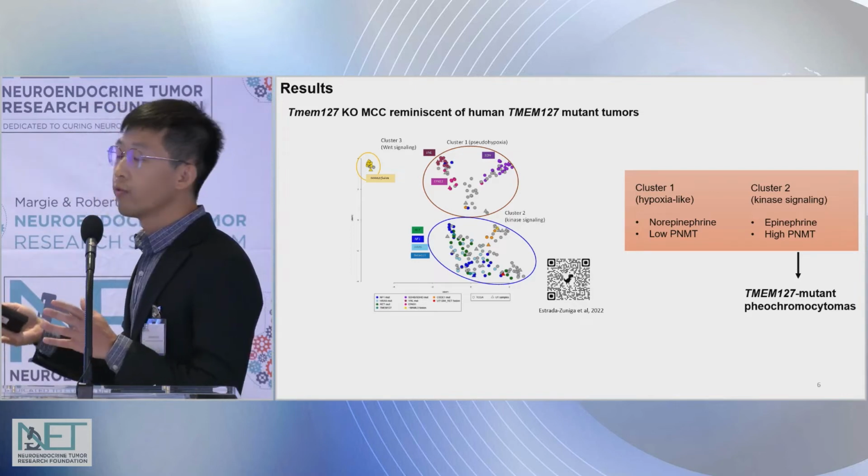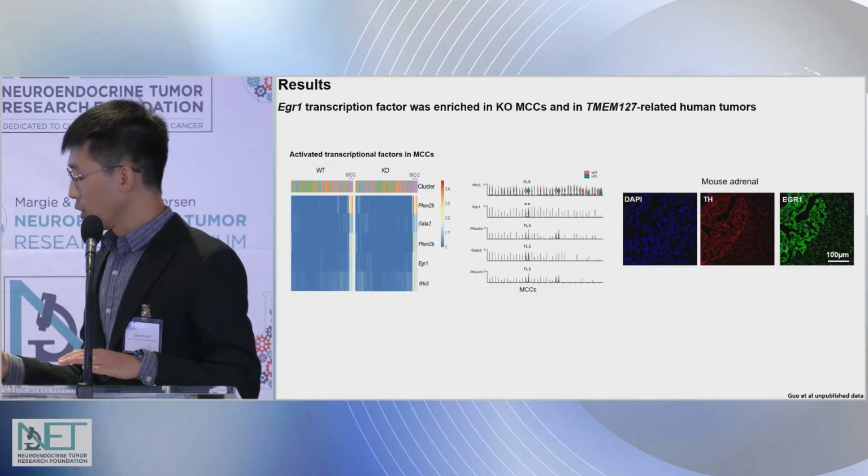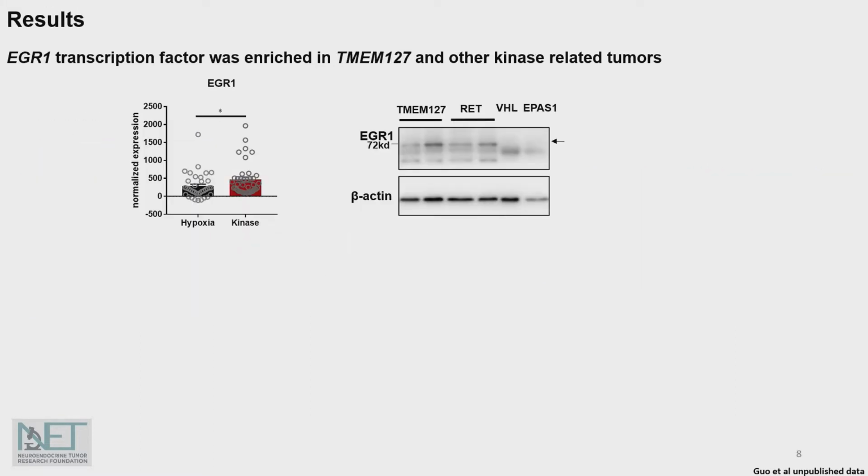So we are wondering how to find the driver genes behind this process. We used regulatory network analysis to find 5 specifically activated transcription factors in the mature chromaffin cells, among which only EGR1 is highly expressed in the knockout mouse. We also confirmed EGR1 is located in the adrenal medulla, not in the cortex. We validated our finding in human data, using microarray and Western blot to confirm EGR1 is highly expressed in TMEM127 and other kinase-related tumors, which may indicate that EGR1 may play a common role in kinase-related tumors.